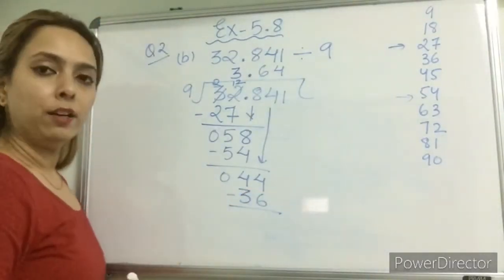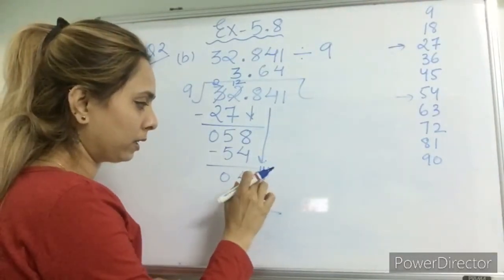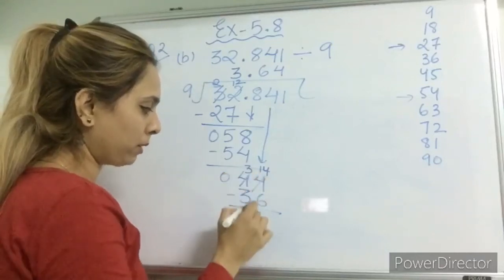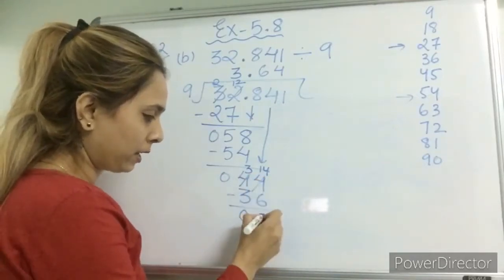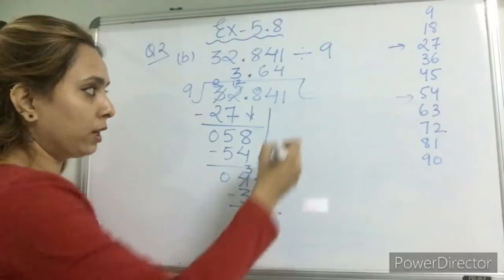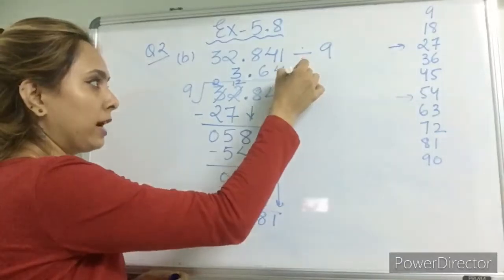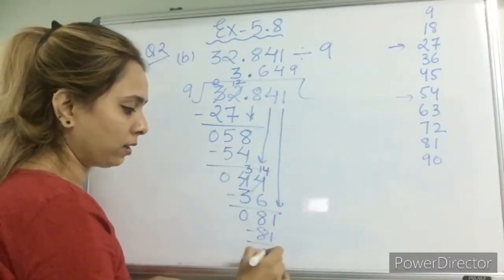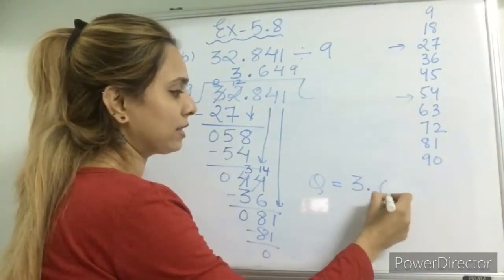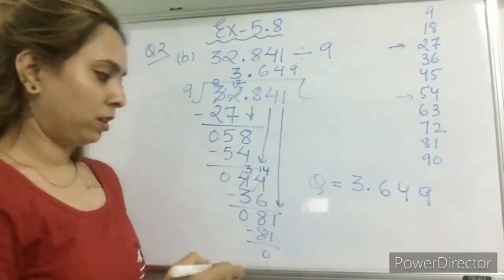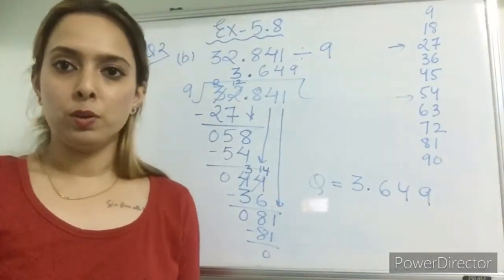44. No. 36. 9 4s are 36. So this will become 14 and this will become 3. So 3 minus 3 is 0. 14 minus 6 is 8. Okay, so now let's get this 1 down. So 81 is divisible by 9. So 9 9s are 81. So our quotient is 3.649. So I hope these divisions are clear to all of you.